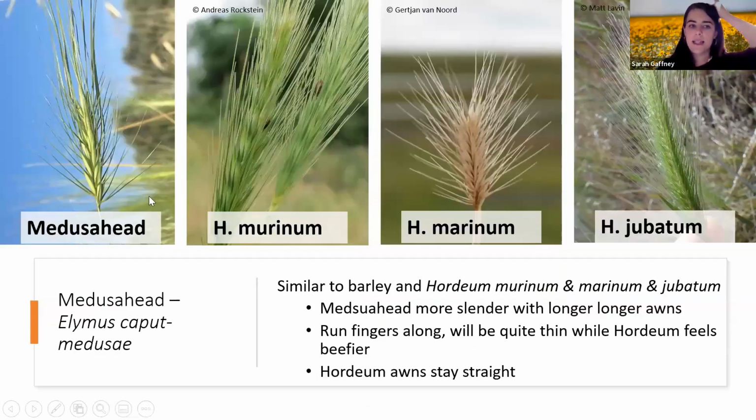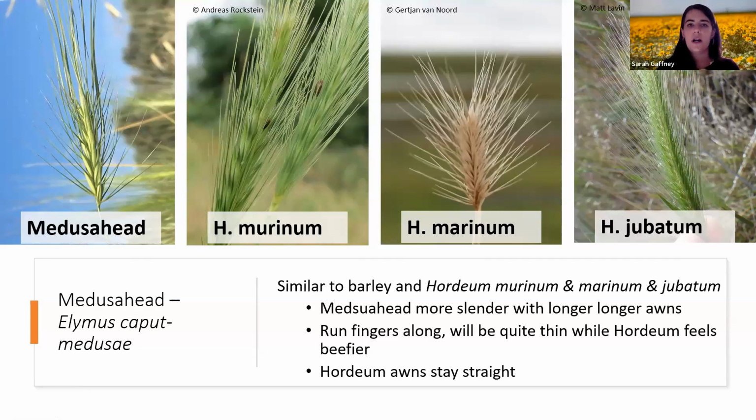Sometimes Medusa head can be confused with Hordeum species, which is like wild barley. I just have a few different species up here that you can see, and they do look similar if you're not an expert yet. But the key thing is that Medusa head, as I've been saying, is very slender, has very long awns in comparison to the body of that seed head.